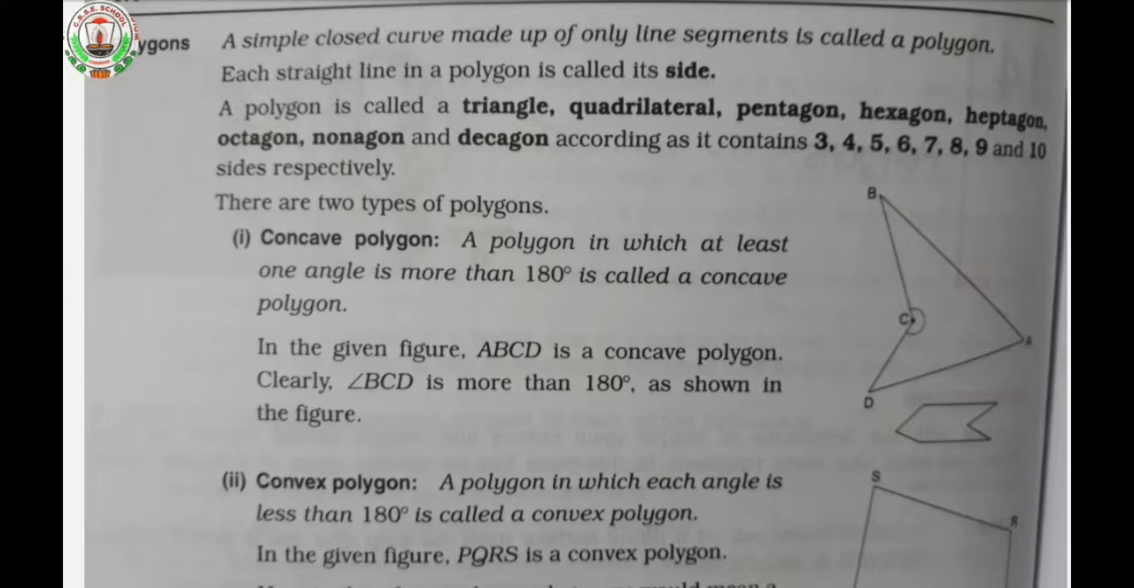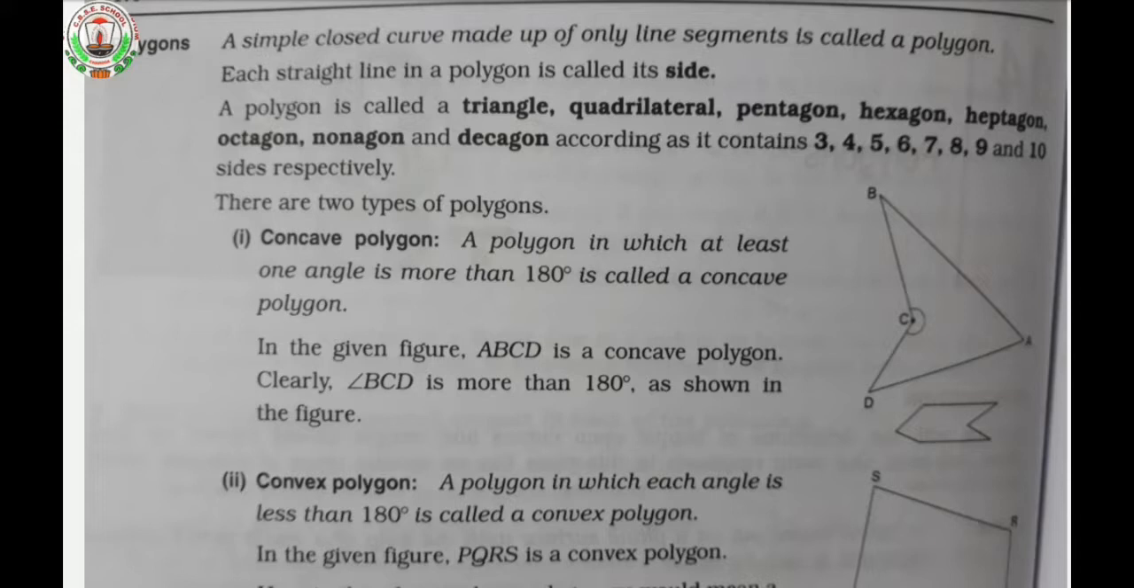What is the angle sum of a triangle? The sum of all the three angles of a triangle is equal to 180 degrees, isn't it? Angle sum property. In the same way for quadrilaterals, the sum of all the four angles of a quadrilateral is equal to 360 degrees. Clear everyone?